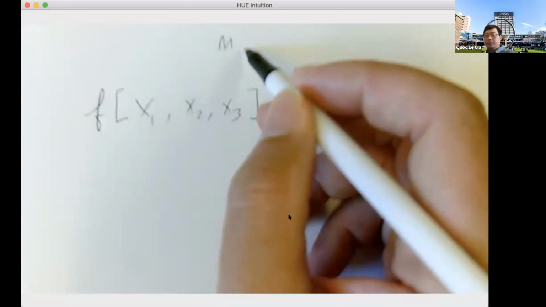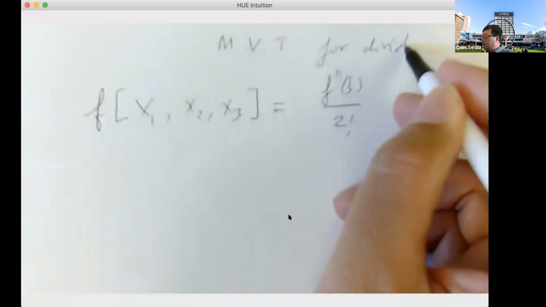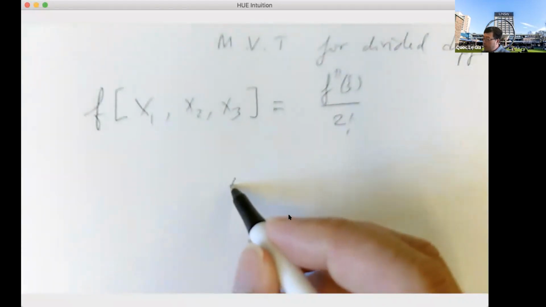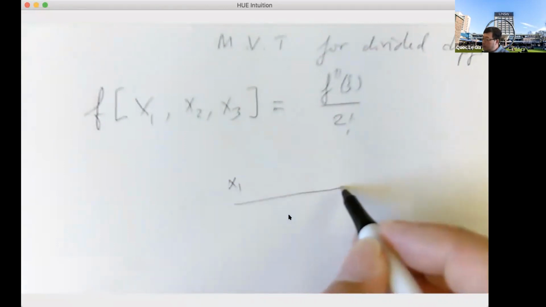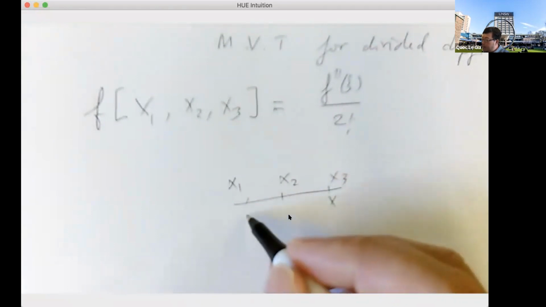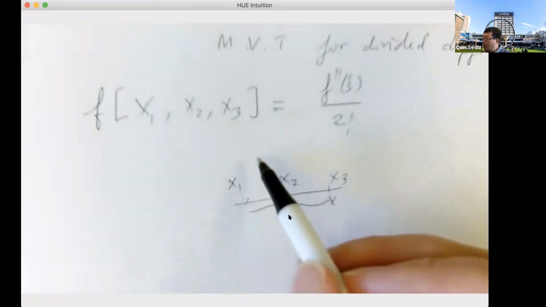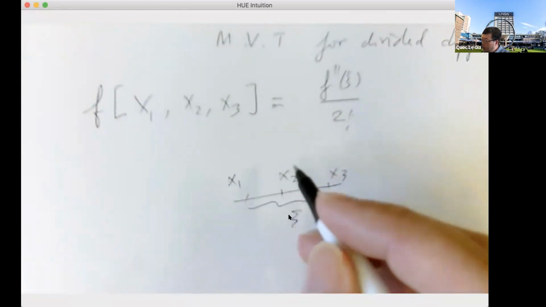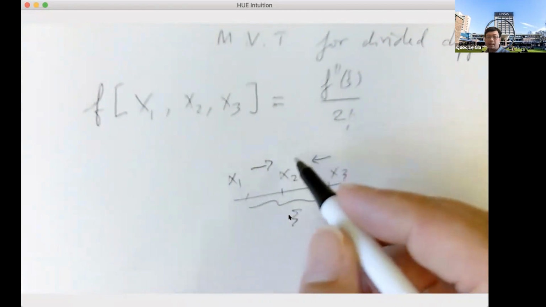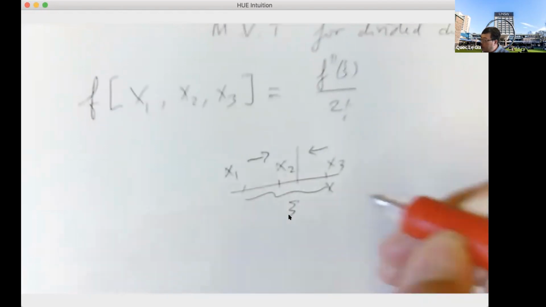So, the mean value theorem for divided difference. Right? And you see x1, x2, x3 is here, yeah? And the point xi is somewhere in between, okay? So now when we collapse 3 points to each other, so you see when this x1 is moving to some x star, right? So x star may be the one right here.